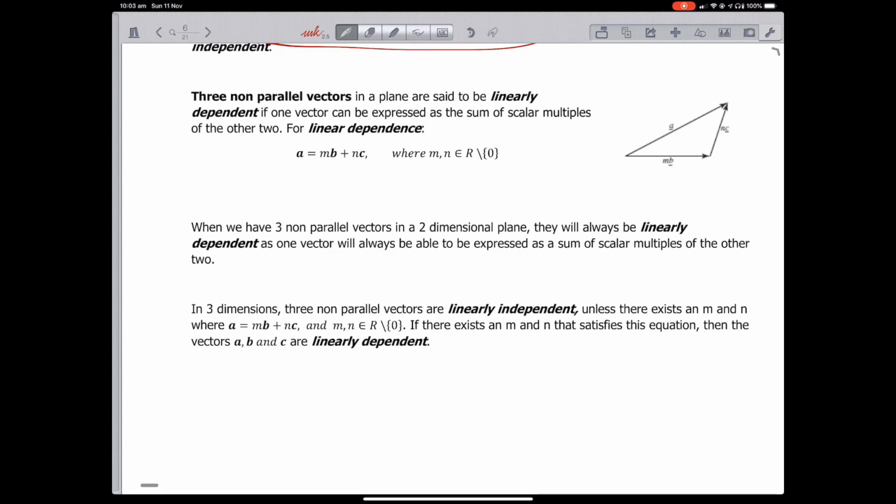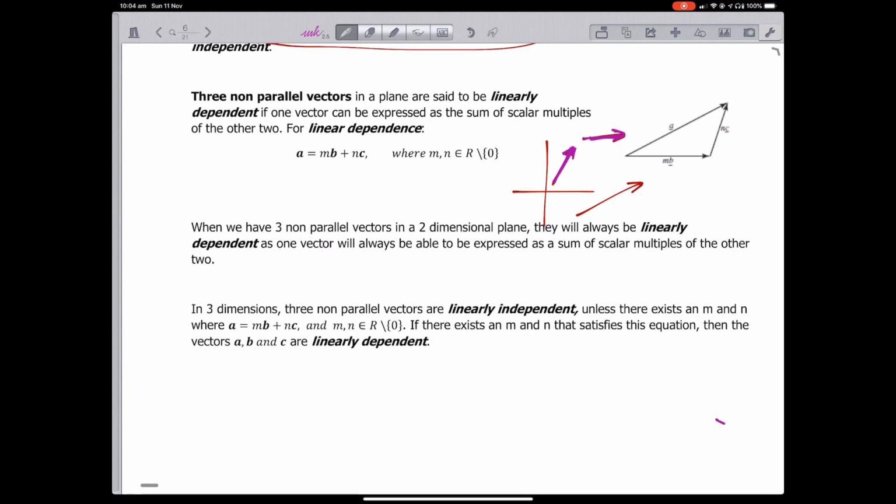Okay, if I have three vectors and they're not parallel in a two-dimensional plane, so this is the significance here, if I had one going this way, one going this way, and another one like this, they're said to be linearly dependent because if I just use two of the vectors, so this vector here and this vector here, I can span the whole plane, right? I can span every single position in the plane.